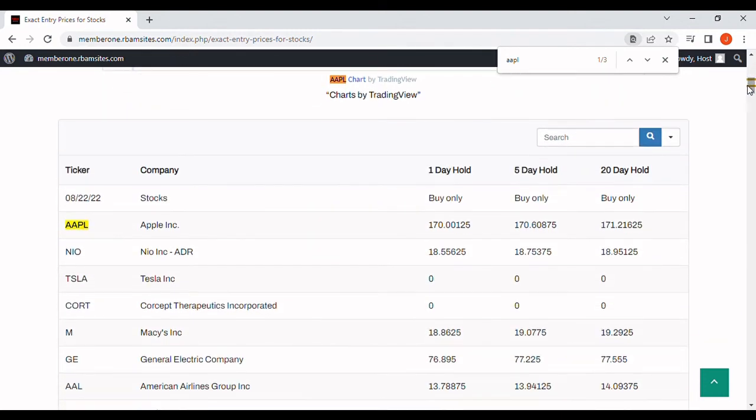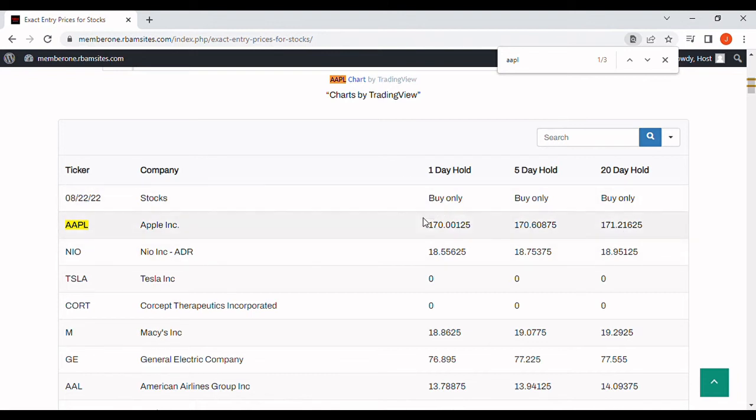We follow Apple. These are algorithmically generated prices, and these come out every morning by 7 a.m. We have 1 day, 5 day, and 20 day hold periods for stocks. And this is for the 22nd. I'm recording this on the 21st. Apple's here. Shows a buy price 170, 5 day hold 170.60, and a 20 day hold 171.21.